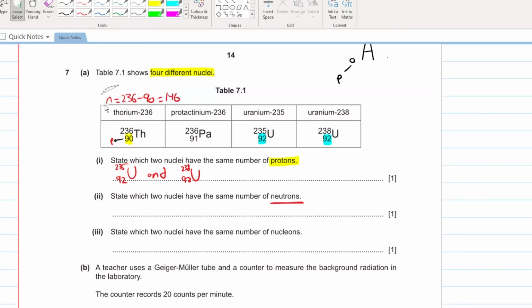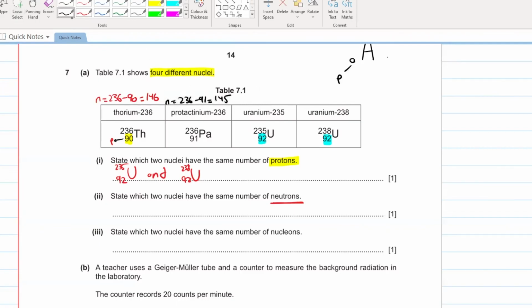Now let's calculate the number of neutrons for protactinium 236. If you see, protactinium has 91 protons. 236 is neutrons plus protons. So neutrons will be 236 minus 91. This comes out to be 145. So the number of neutrons in protactinium is 145.